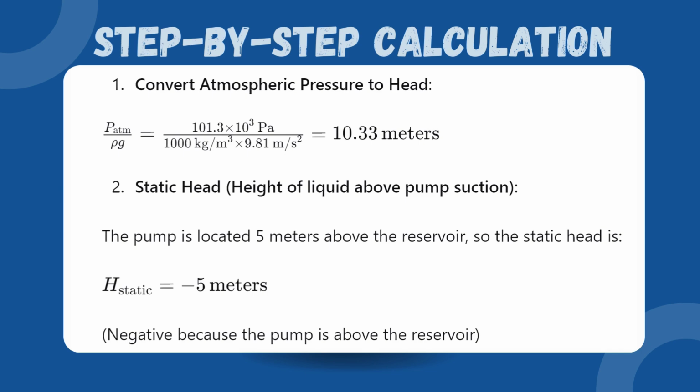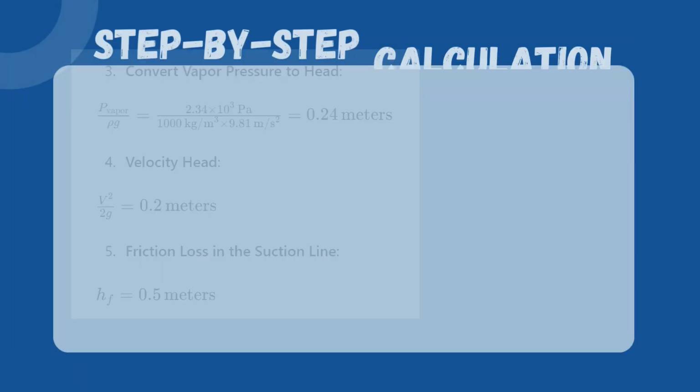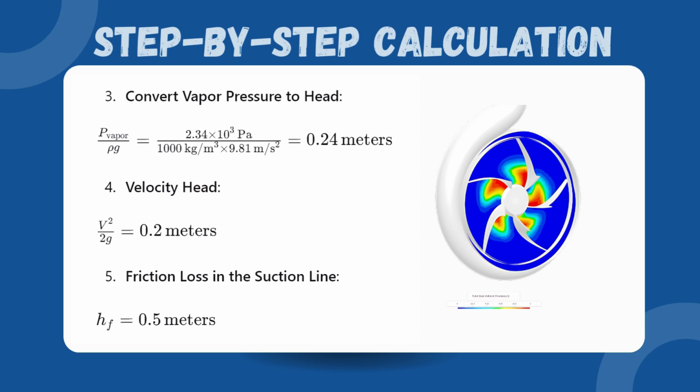Okay guys, now moving on with the third term, which is vapor pressure upon rho g. Guys, here the vapor pressure was given as 2.34 kilopascal. So for better calculation, we need to convert the kilopascal into pascal by multiplying it by 1000. So here the vapor pressure will be 2.34 into 10 raised to 3 pascals, and dividing it by the density into acceleration due to gravity, which is 1000 into 9.81. And this way the result comes to be 0.24 meter. So the value of the third term we will get as 0.24 meters.